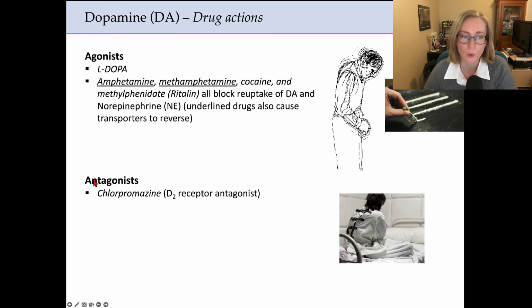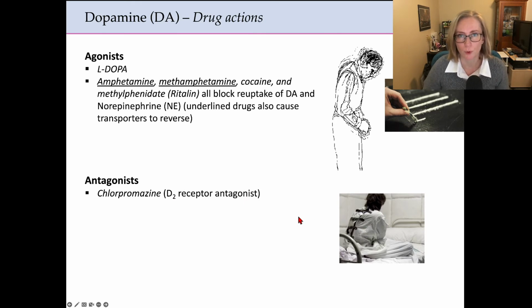I want to introduce one antagonist here. And later in the semester, we're going to talk about psychiatric disorders more. But chlorpromazine, this is a dopamine antagonist. So it actually blocks the ability of dopamine to properly bind to postsynaptic receptor. So don't worry about D2. Like I said, there's different types of dopamine receptors, but this is a dopamine receptor antagonist.